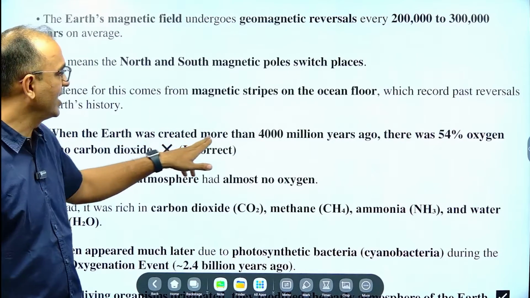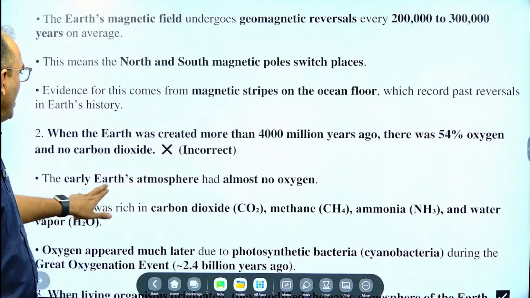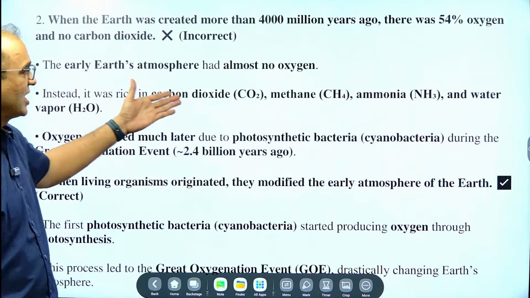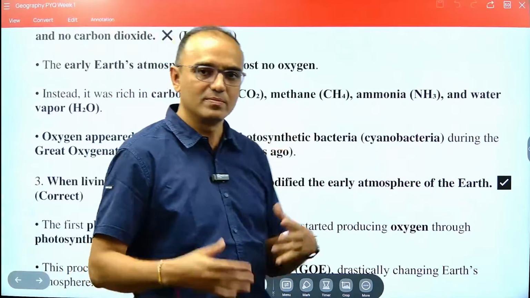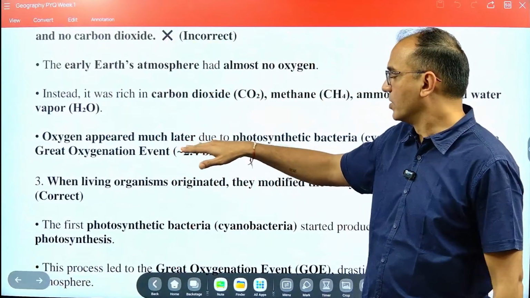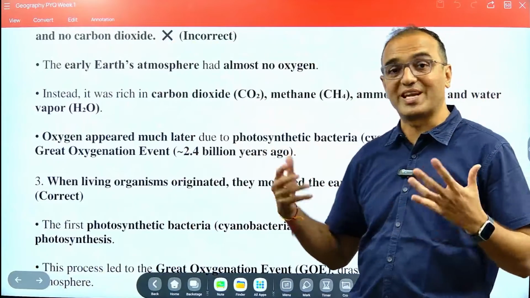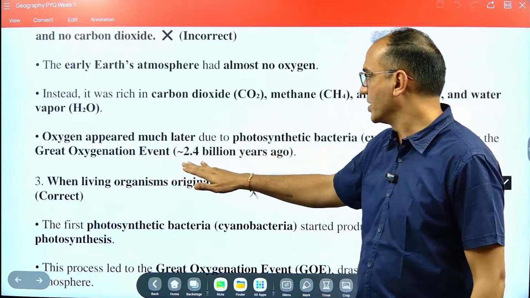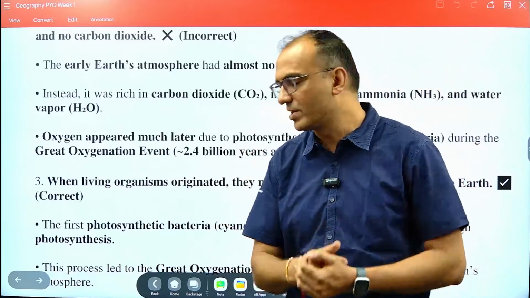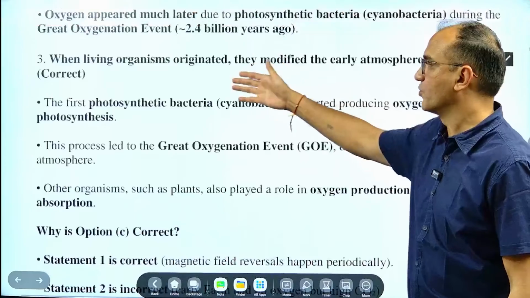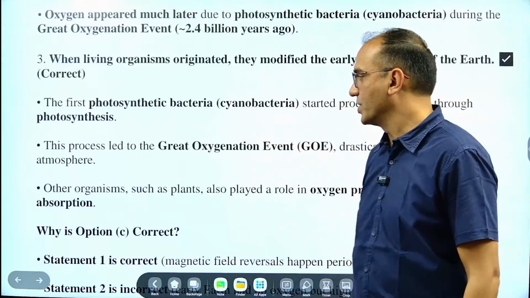Second, when the earth was created, oxygen. Now, early Earth's atmosphere had almost no oxygen. It was rich in carbon dioxide, methane, ammonia, right? Water vapor and so on. Oxygen appeared much later because of photosynthesis, cyanobacteria, right? This cyanobacteria, during the great oxygenation event, nearly 2.4 billion years ago, right? When living organisms originated, they modified the atmosphere, that is true. This is photosynthesis, great oxygenation, right?